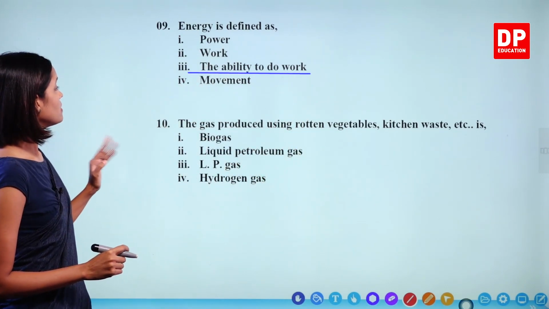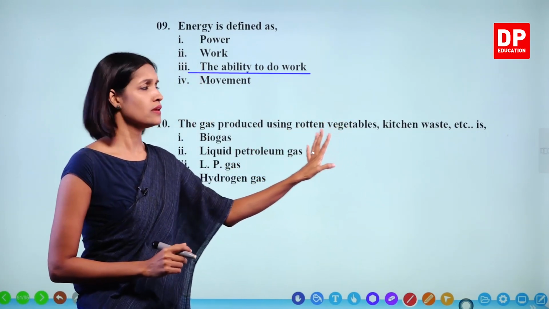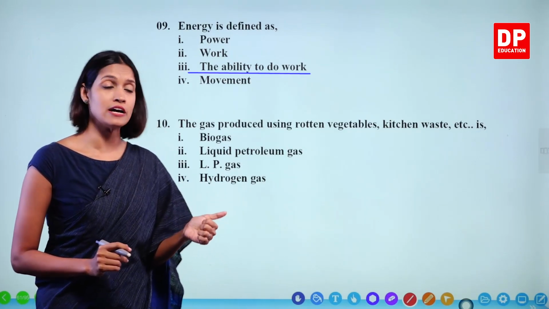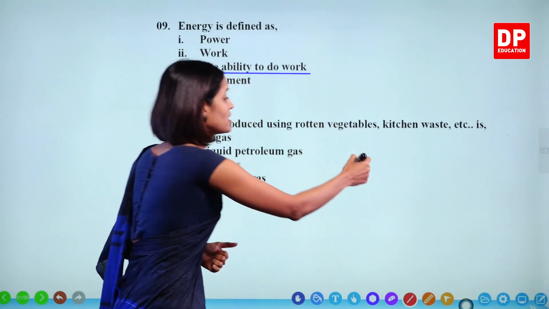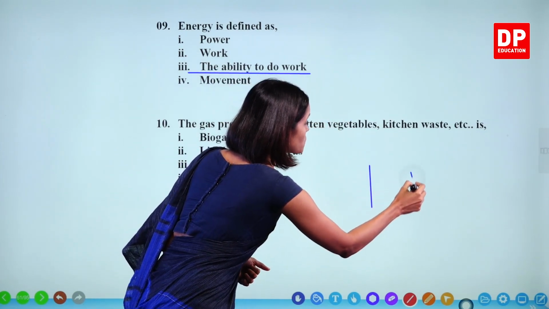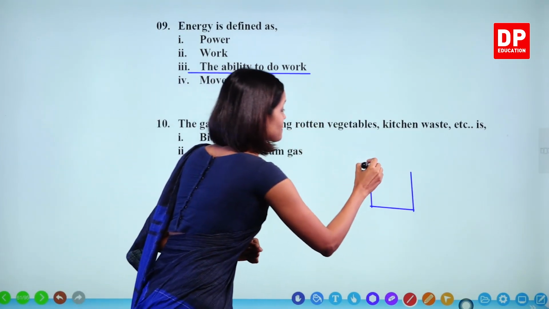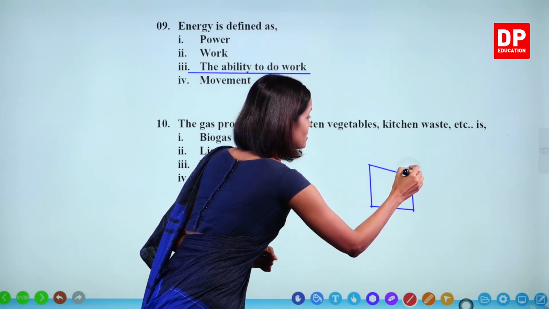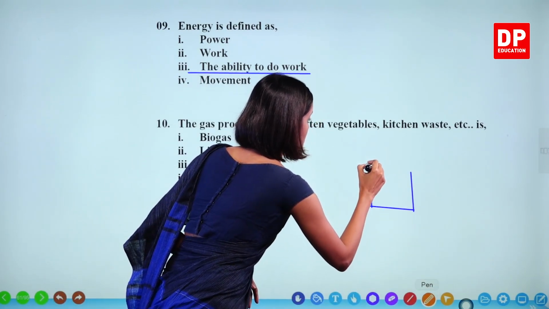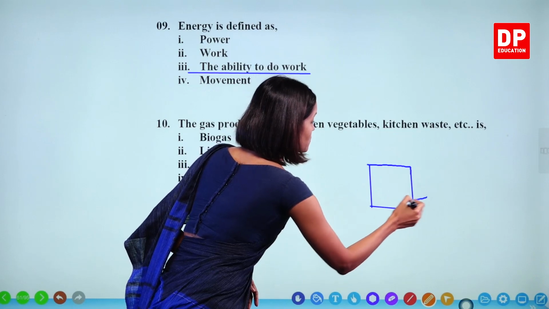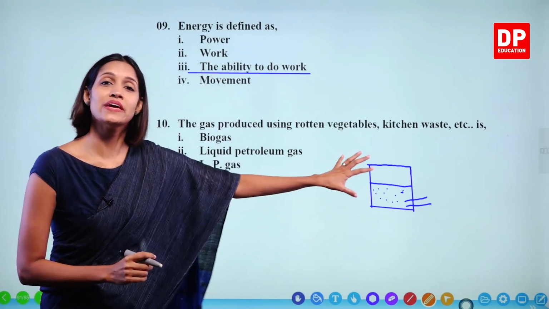Number 10. The gas produced using rotten vegetables, kitchen waste, etc. Now, do you remember under biomass, I explained that things like rotten vegetables and kitchen waste can be collected in a closed vessel, in a closed tank, in a sealed tank. You can put everything into a sealed tank, and then you can let it decay with the minimum amount of air present inside.